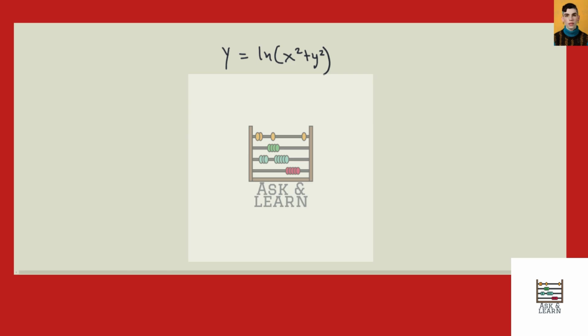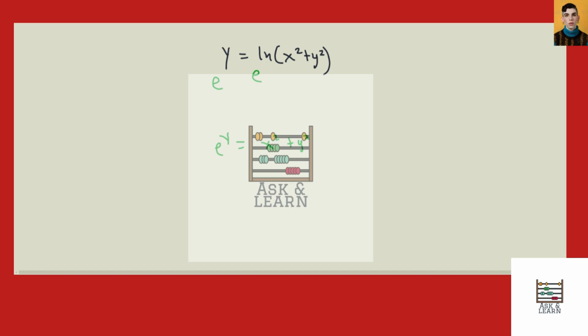So if we want to find y prime, we could try to take the derivative of this directly, but one thing I want to do is first apply e on each side, and you'll maybe see why I want to do this in a moment. So this is going to give us e to the y is equal to x squared plus y squared.